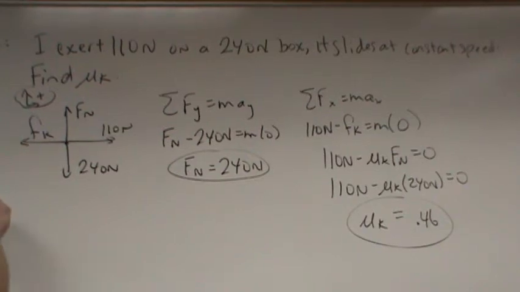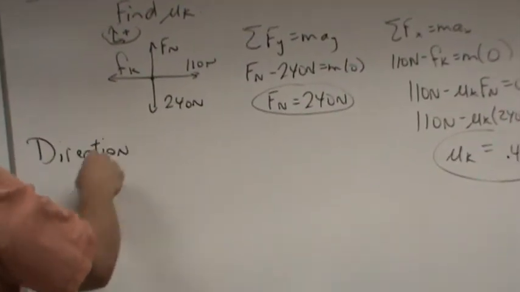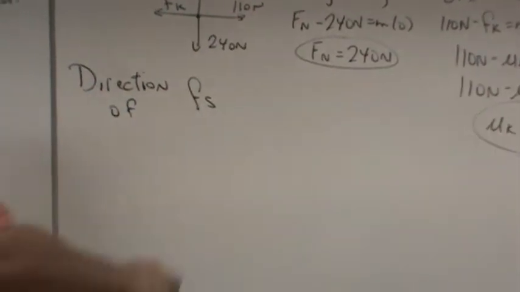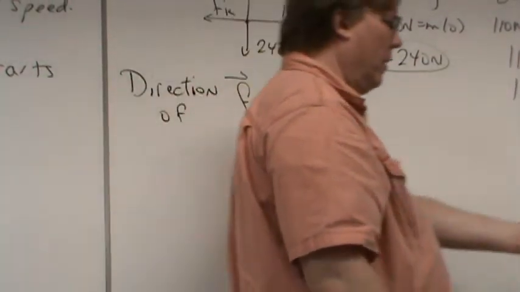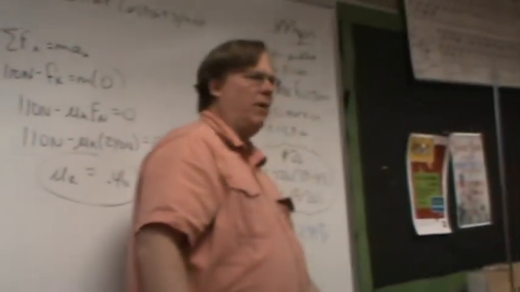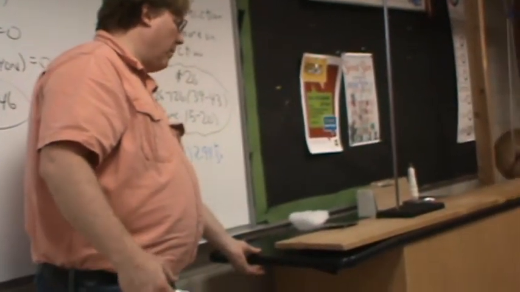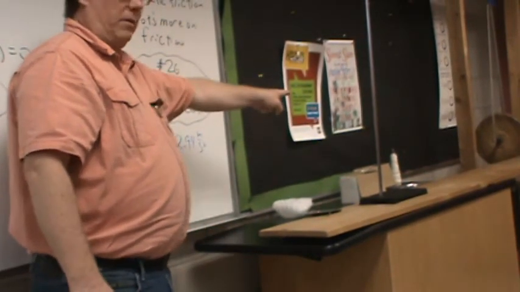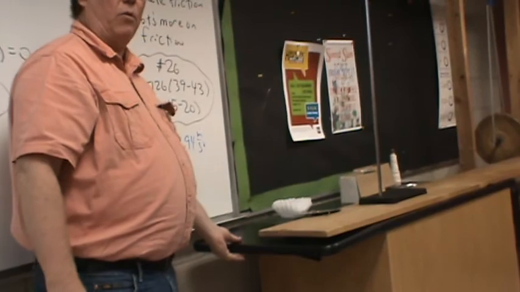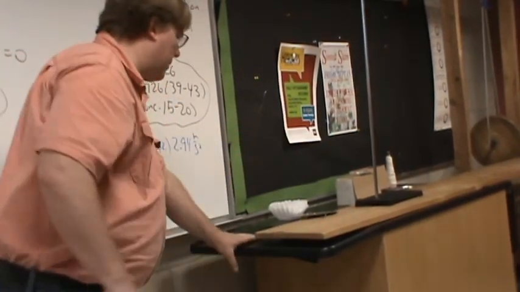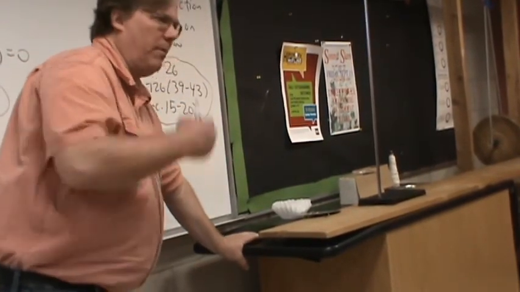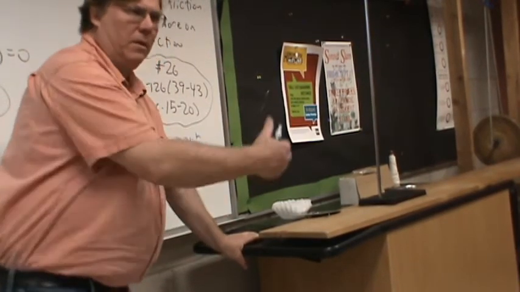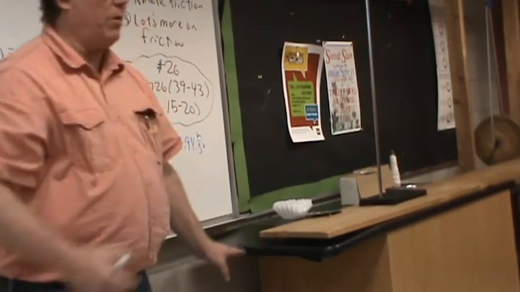The direction of F sub s, the direction of static friction, okay? Look at this demo table. If I pull the demo table toward me, but it's not moving, what must be the direction of the static friction? That way, it opposes my applied force. And what if I try to impose a force that way? Now I'm pushing the demo table and it's not moving. What must be the direction of the static friction now? Yeah, it's opposing my imposed force.